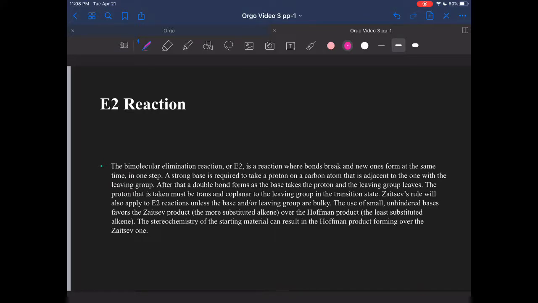Zaitsev's rule will also apply to E2 reactions unless the base and or the leaving group are bulky. The use of small unhindered bases favor the Zaitsev product, or the more substituted alkene, over the Hofmann product, which will be the less substituted alkene. The stereochemistry of the starting material can result in the Hofmann product forming over the Zaitsev one.